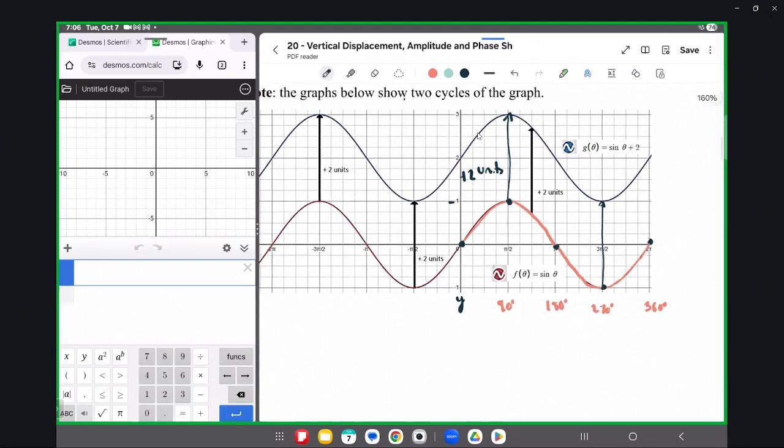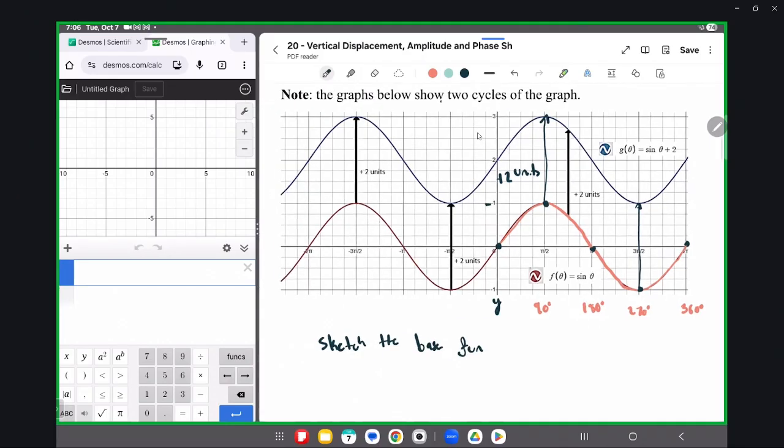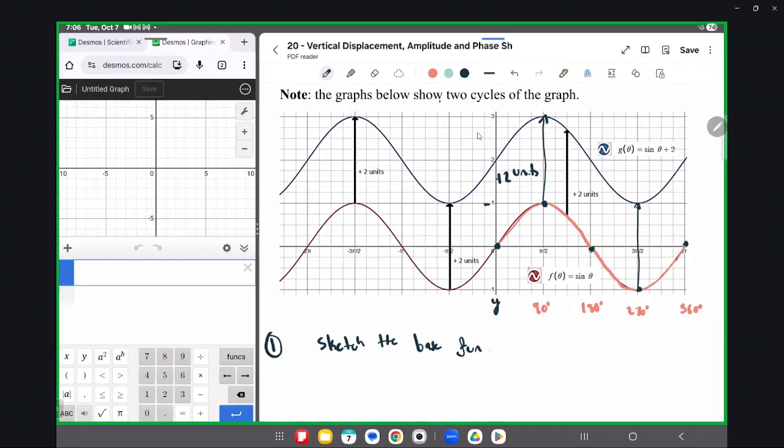And so the way to do this is we want to sketch the base function. So in terms of steps, sketch the base function. And so this will be sine theta or cosine theta, and then just apply the transformation. Okay, and so let's have a look up and see what this means for us.